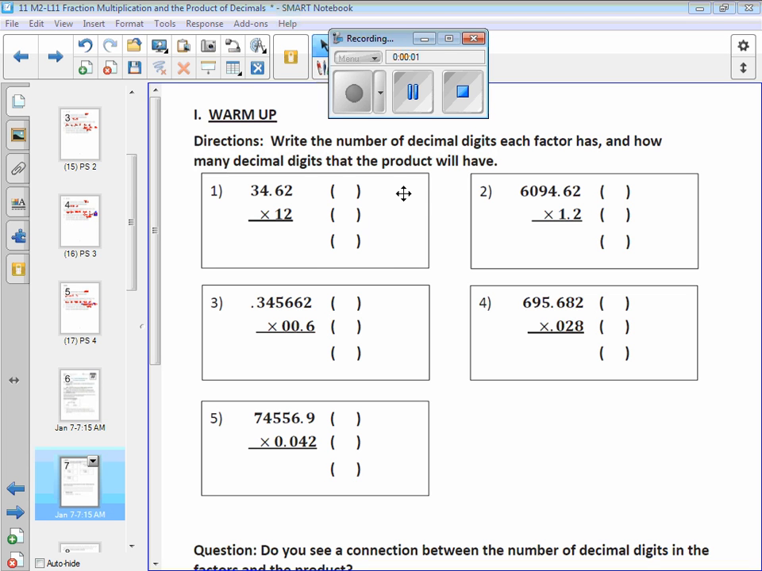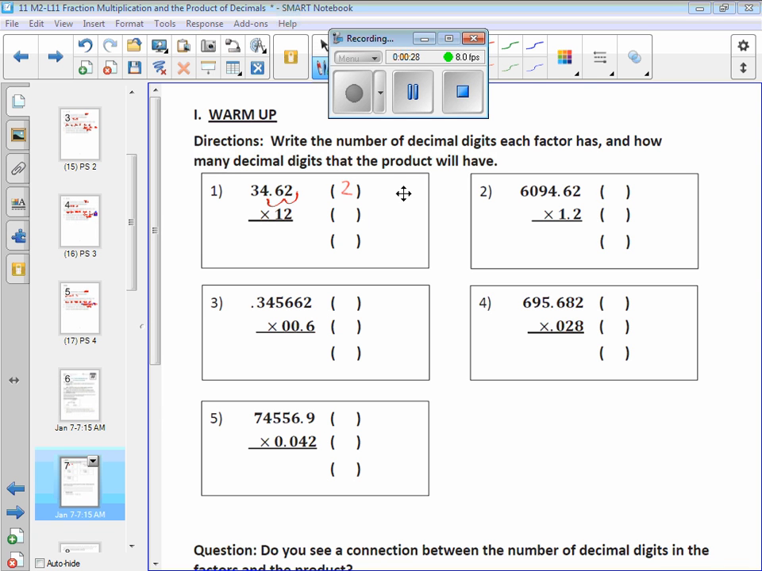For the warm-up, all they want you to do is identify how many places you're moving the decimal for each number. So let's just do the first one together. You've got to always make believe, whenever you see the digit, the factor, that there's a decimal on the far right. How many times are you moving the decimal to get to the actual location? So you put 2 in parentheses here.